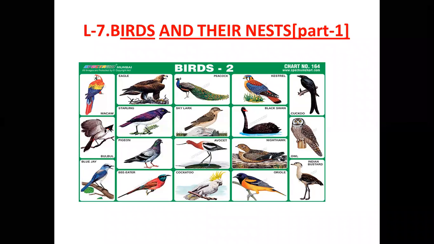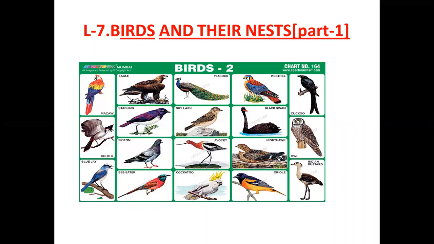In the previous lesson, we studied the different types of animals, their feeding habits, and the care of animals. In this lesson, let us learn about birds and their nests, part 1. Lesson 7, part 1. You helped Aryan get familiar with different types of land and water animals in lesson 5. Now let us help him to know more about the birds.